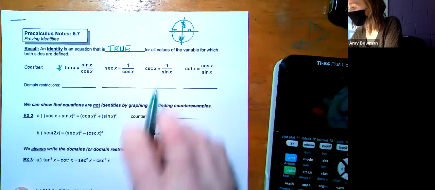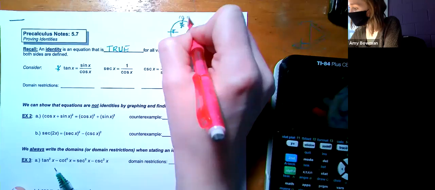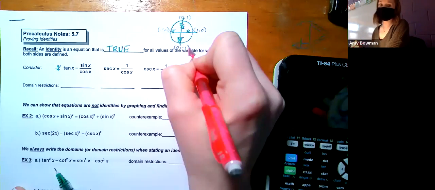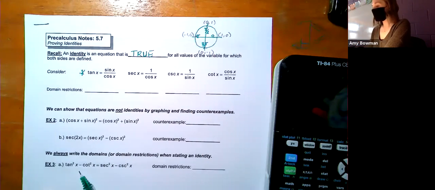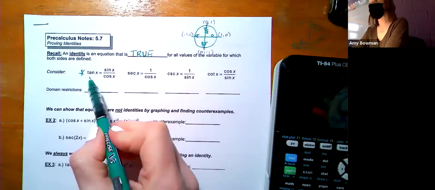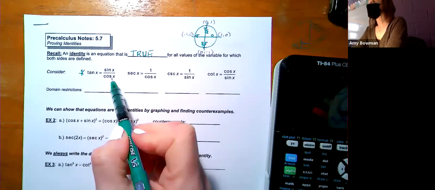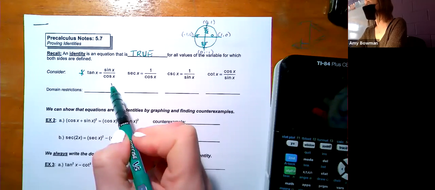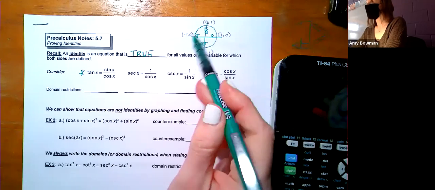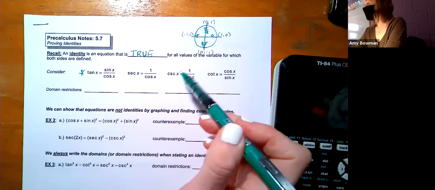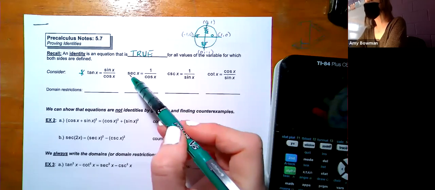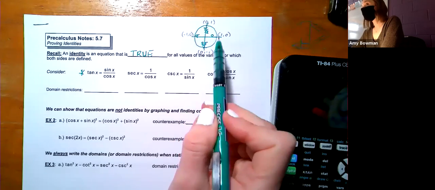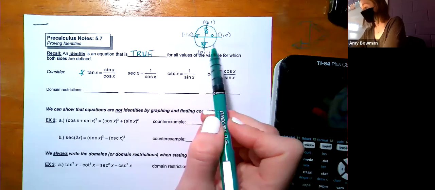So this is 1, 0, 0, 1, -1, 0, 0, -1. And I'm specifically wanting to know for this example, tangent of x, where it's not defined, which would be when cosine of x is 0. So am I thinking x values or y values when I look at my key points, if I'm looking for when the cosine equals 0? X values. So here and here. So my domain restrictions are pi halves, 3 pi halves, 5 pi halves, 7 pi halves, right?